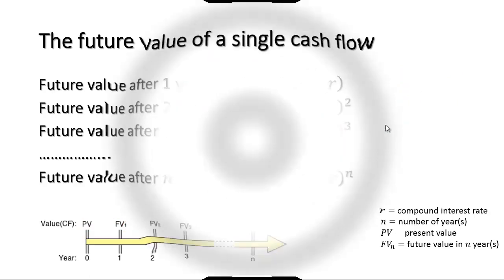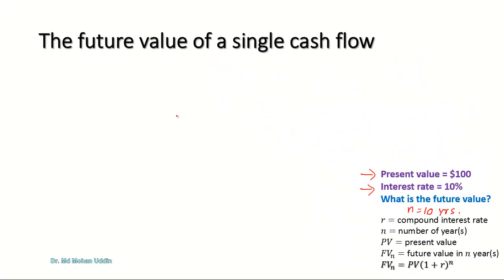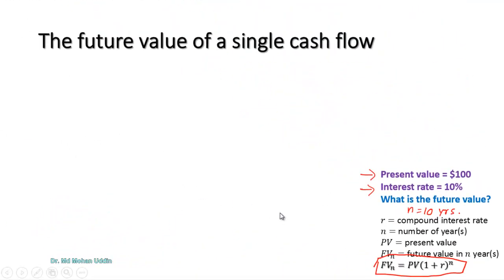Now let us try to see an example. Present value is 100, for example, and the interest rate is 10%. Now what is the future value, let's say after 10 years? So we can say that n is equal to 10 years. Now we know the formula is FVn equals PV times (1 + r) to the power n. So using this formula, we can plug in the values.